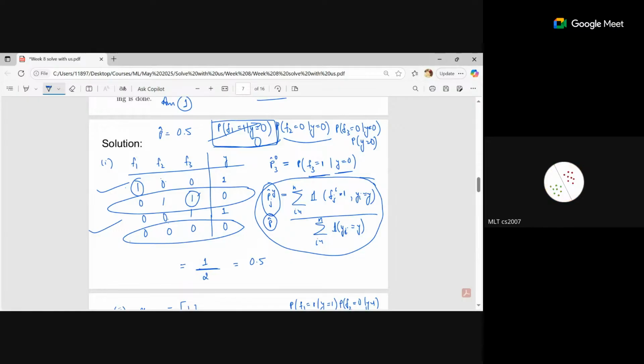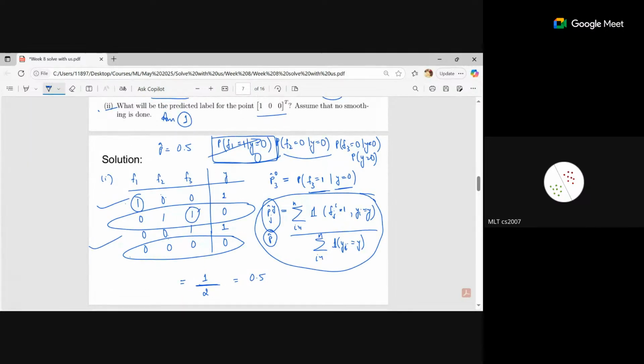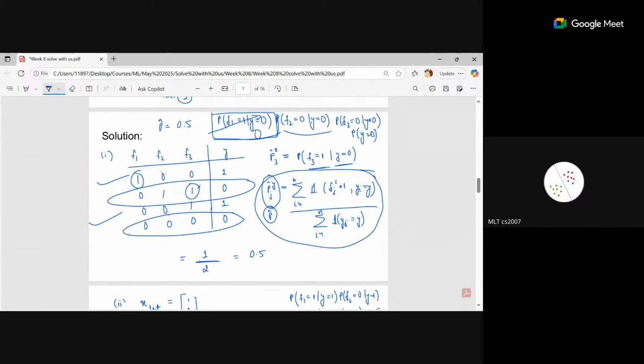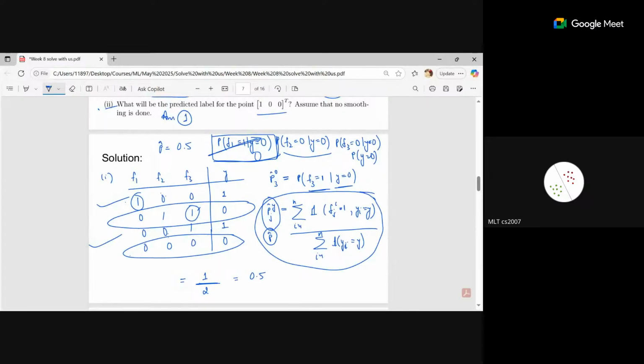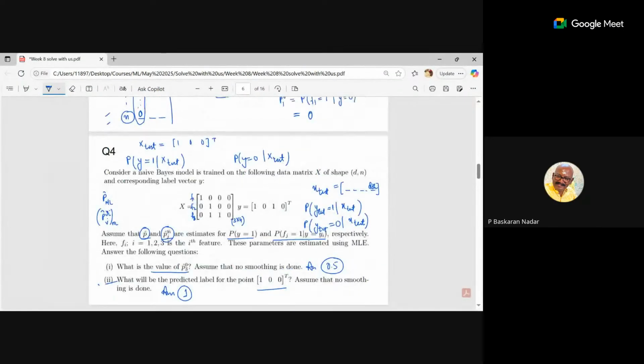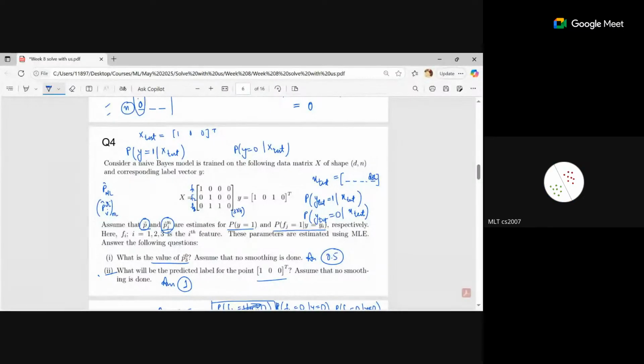Suppose they specifically said no smoothing, then what kind of answer are we supposed to give? If it says no smoothing is done, it means whatever we have done right now is the answer. Since no smoothing has been done, straight away this is going to be 0. Then you need to calculate both and compare them.